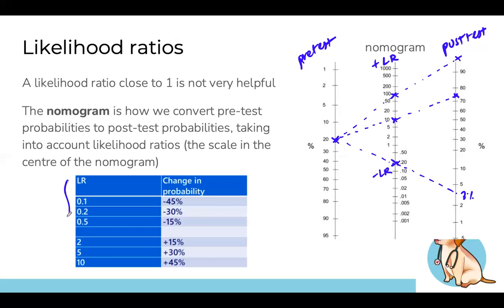And this table that they like to show in the slides is just a ballpark figure of how likelihood ratio size corresponds to a change in your probability. Anything that's really small means you've got a decrease in probability, so it's less likely this person has this thing because the test has come back negative. And bigger likelihood ratios mean you get an increase in probability. So given the test has come back positive, you're now more sure that this person has this thing.